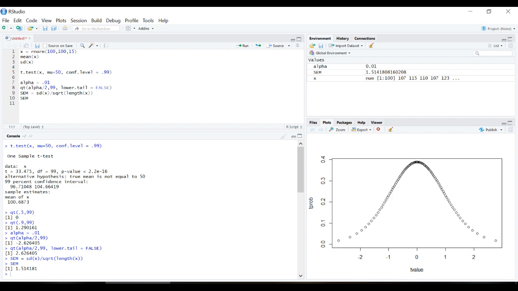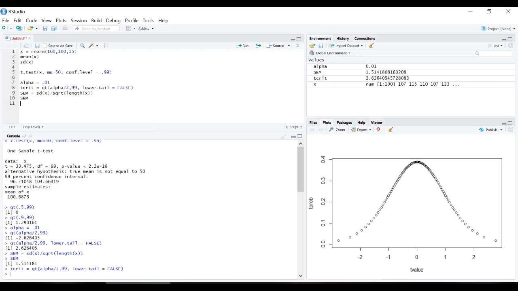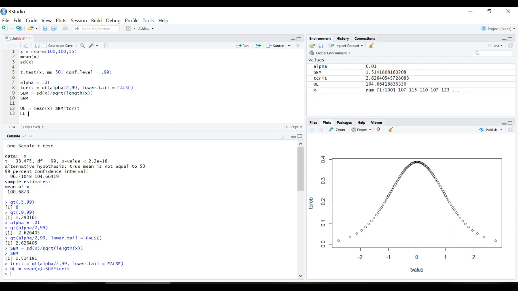So let's go back to our code and let's edit a little bit. Let's save the quantile we're generating as t crit. And now let's create an upper limit where we would have the mean of x plus our standard error of the mean times our t crit, and a lower limit where we would have the mean of x minus our standard error of the mean times t crit.